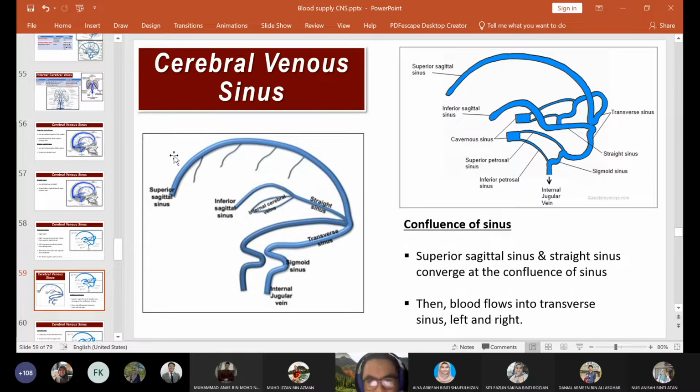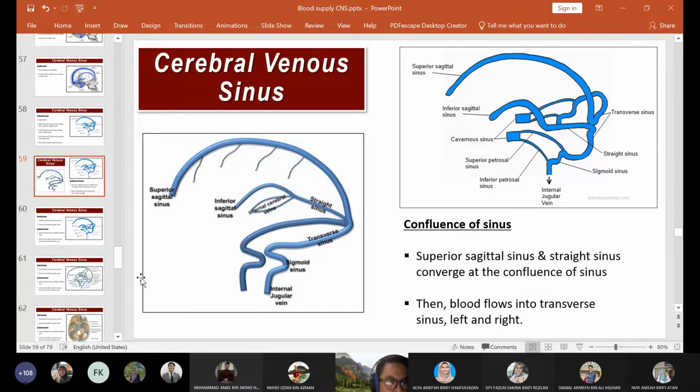Okay. So again, you can see that this is a superior sagittal, inferior sagittal, straight sinus. Ni kan dua transverse. Transverse become sigmoid. Okay. Confluence of sinus kat sini, hujung dia. Tempat pengumpulan. Superior sagittal and straight sinus converge at the confluence of sinus. So these two, here is a confluence of sinus. Kat sini, and then blood flows to the transverse sinus left and right.